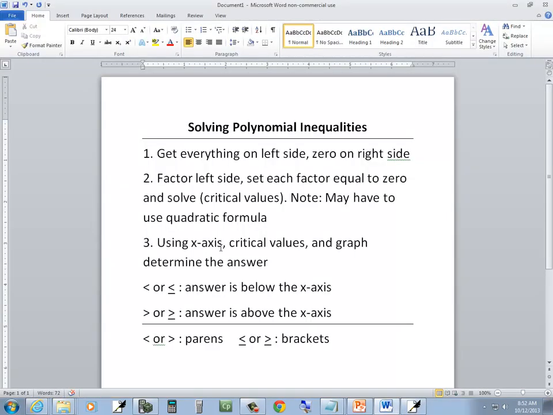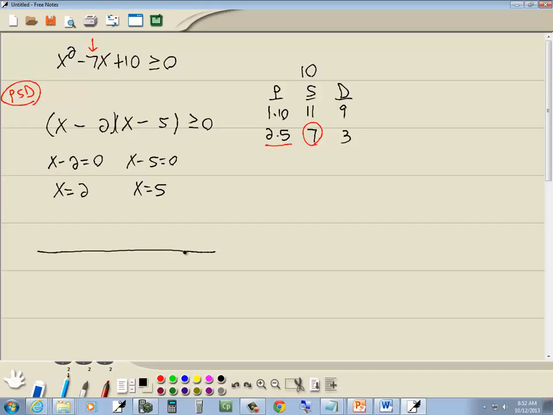Then it says, using the x-axis, critical values and the graph, determine the answer. Here's my x-axis. I'll put 2 here, I'll put 5 here. Clear over here is negative infinity. Clear over here is positive infinity. This splits it into intervals, like this.